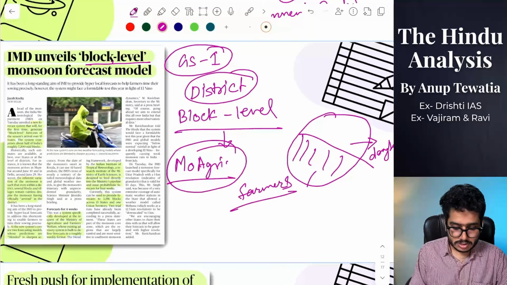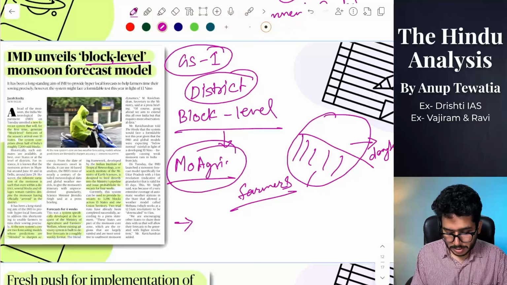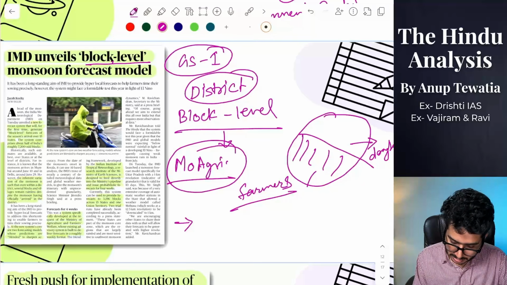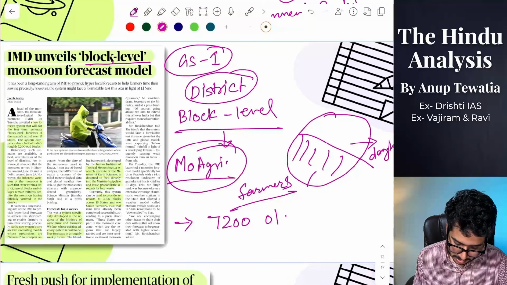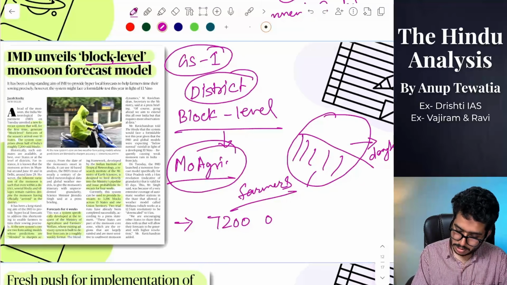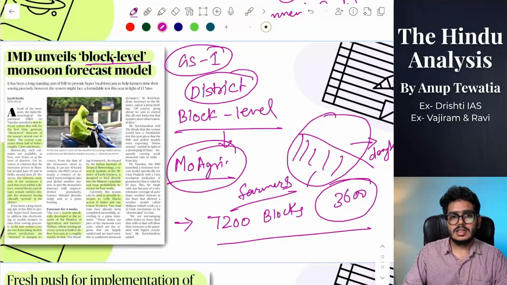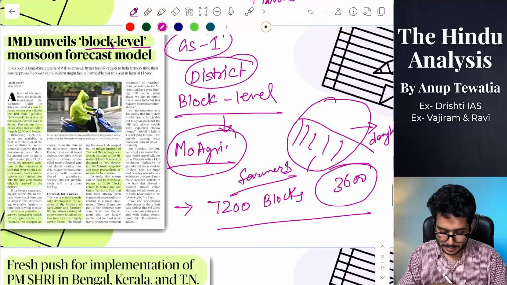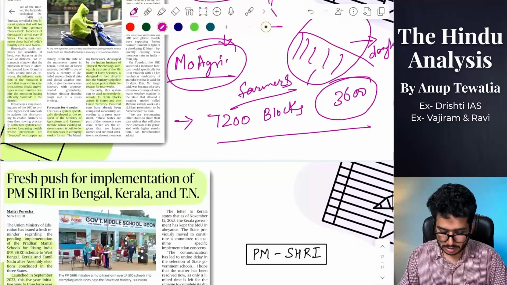As of now, this will not be operationalized in all the blocks, only in half the blocks. That is, there are 7200 blocks, so around 3600 blocks will receive this kind of data, the weather or monsoon forecast model.